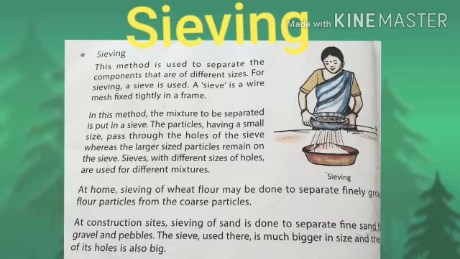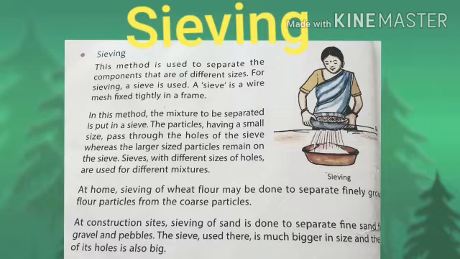This method is used to separate the components that are of different sizes. For sieving, a sieve is used. A sieve is a wire mesh fixed tightly in a frame, जिसे हम छलनी भी बोलते हैं. In this method, the mixture to be separated is put into the sieve. The particles having a small size pass through the holes of the sieve, whereas the larger sized particles remain on the sieve. Sieves with different sizes of holes are used for different mixtures.